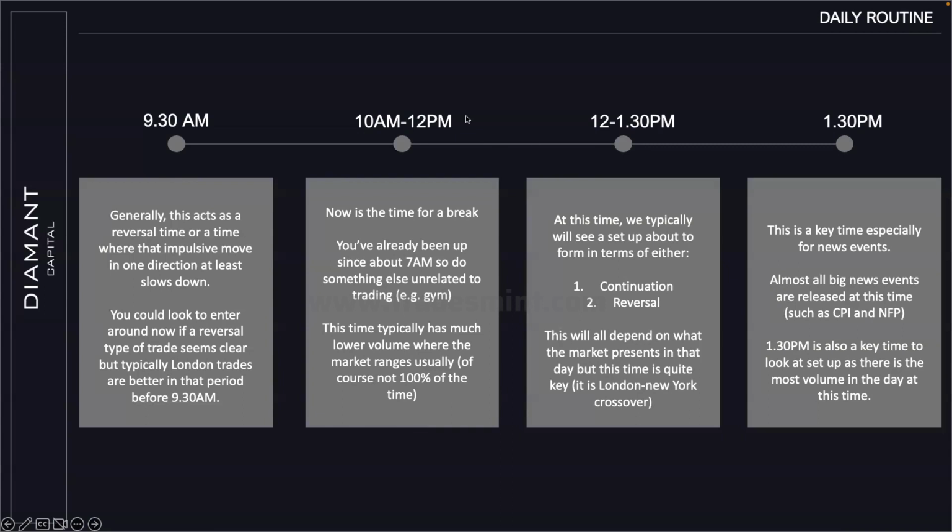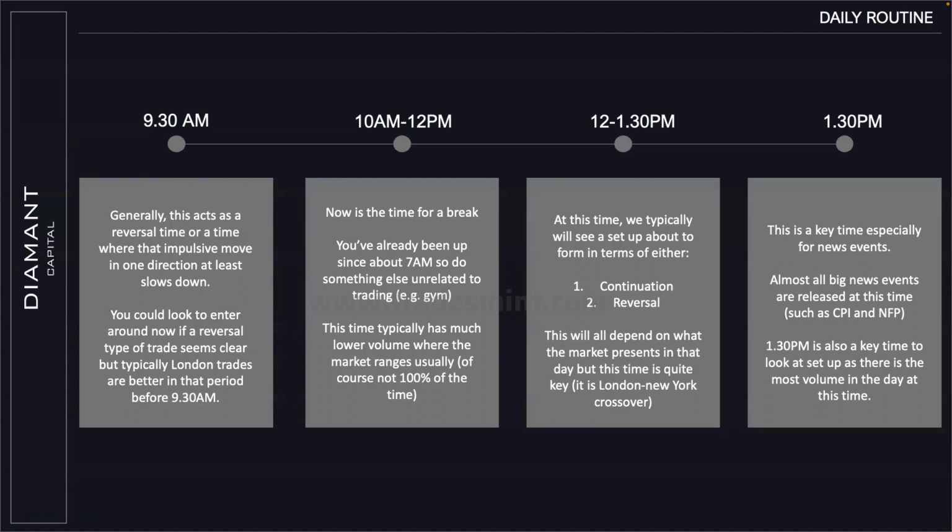Then moving on into the London session and New York overlap, 12 to around 1:30 p.m. At this time, we typically see a setup about to form in two ways. We're either going to have a continuation or a reversal for that day. This will depend on what the market presents in that day. But this time is quite key. As you know, it's the London and New York crossover. I've talked about this many times before. It should be a key bit of information that you know by now.